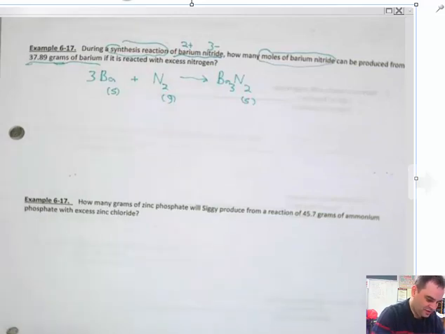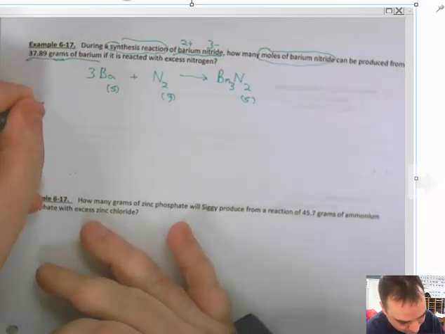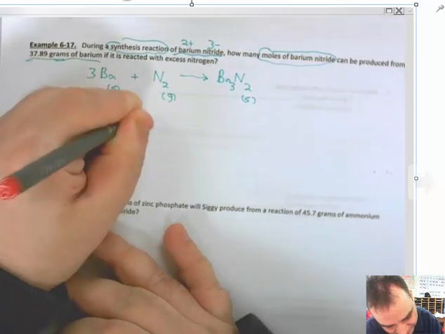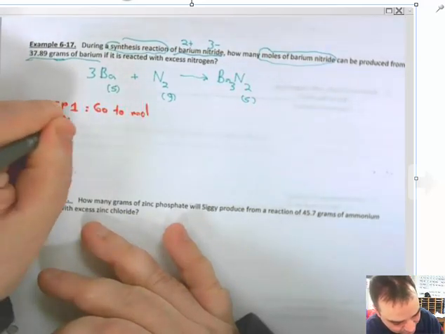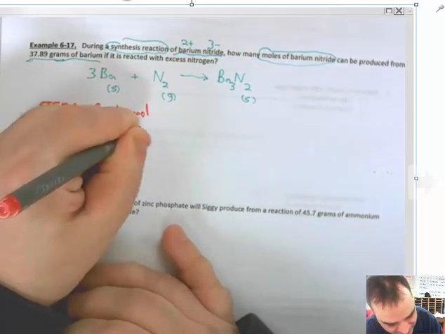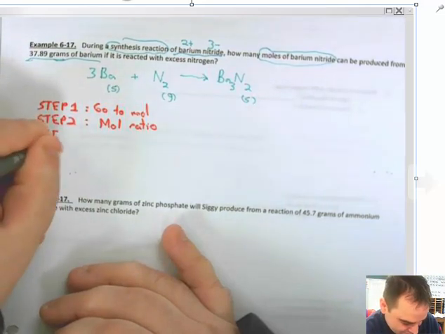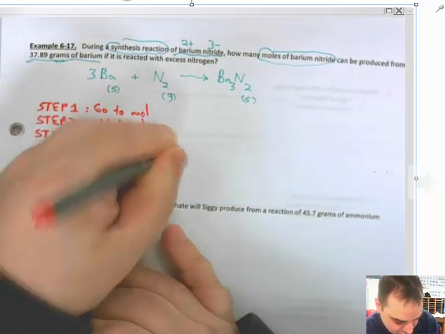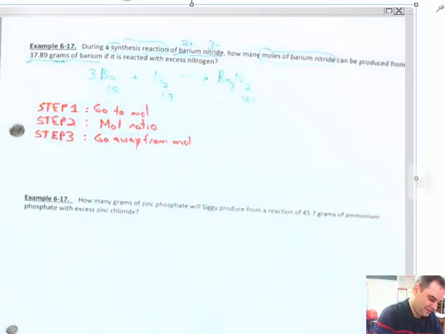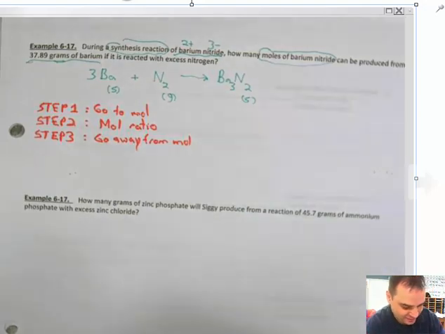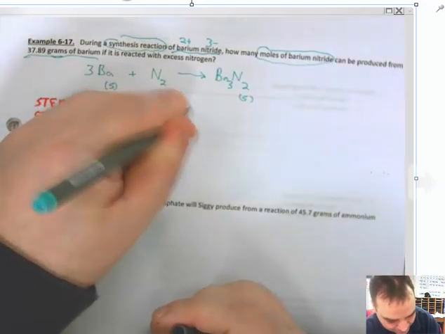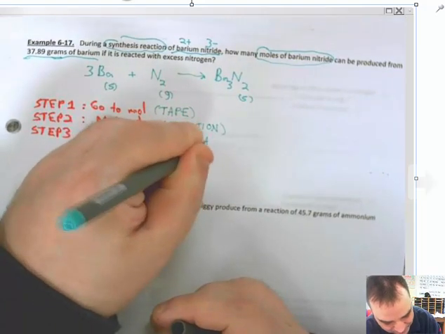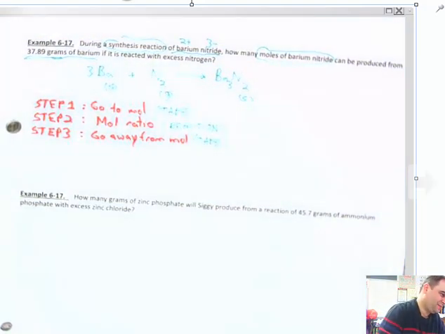Okay, so here we go. I'm going to teach you how to do this with the checklist here. Remember, the checklist is step 1, go to moles. Step 2, mole ratio. Step 3, go away from moles. Okay? That is the checklist. If you're talking Mr. Harrodham language here, we are doing tape, reaction, tape, until we get to the final answer. Okay?